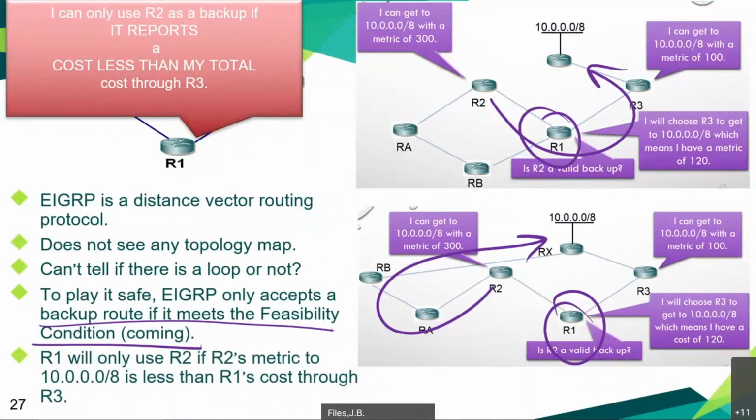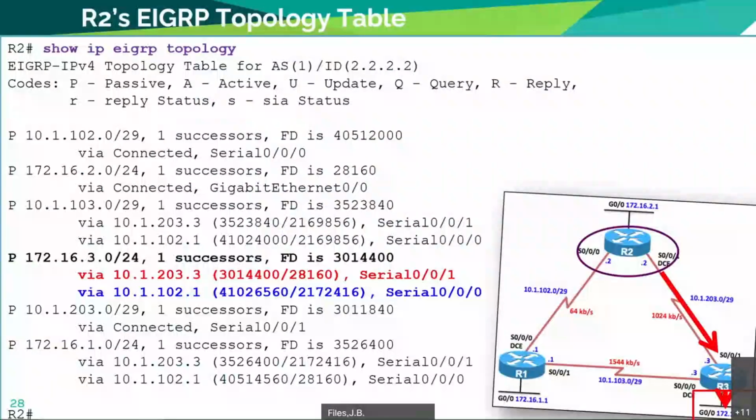than looking at to get to the 172.16.3.0/24 network in the lower right. And we can see R2 has two paths, right? We can get there, let's draw it the right way, we can get there this way or this way. And of course, R2 has two choices. And we can see in the topology table, now this is the EIGRP topology table.